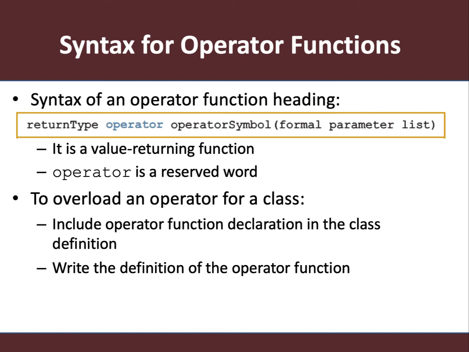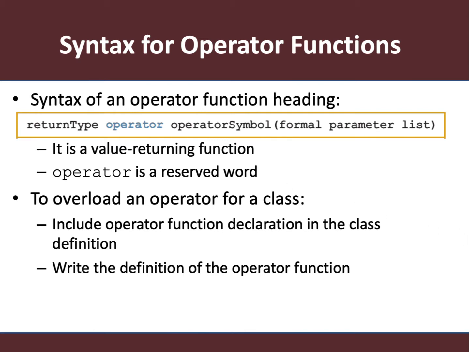In order to overload an operator, you must write a function or functions, that is the header and the body, to define what operation the overloaded operator should perform. The name of the function that overloads an operator is the reserved word operator followed by the operator to be overloaded. The result of an operation is a value. Therefore, the operator function is a value returning function. Look at the syntax of the heading for an operator function. In C++, operator is a reserved word.